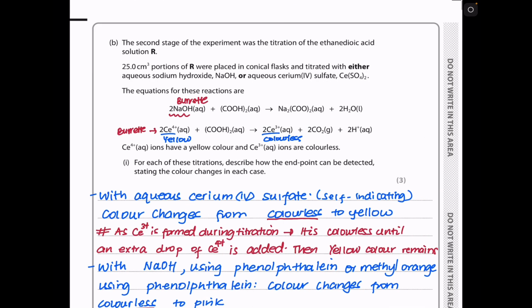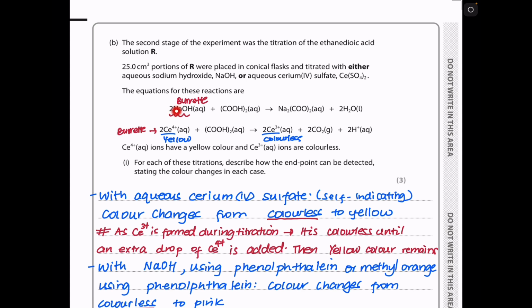The second stage of the experiment was the titration of ethanedioic acid, solution R. 25 centimeters cube portions of R were placed in a conical flask and titrated with either aqueous sodium hydroxide or aqueous cerium 4 sulfate, which is that. The equations for these reactions are as we see.